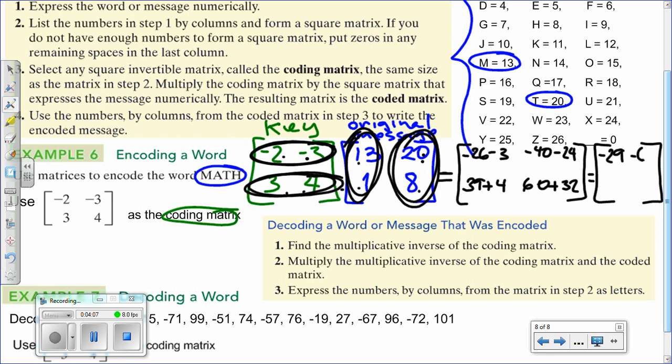So we end with -29 and -64. Can I make a mistake? Okay, 39 plus 4 is 43. And then 60 plus 32 is 92. So that will be the encoded message.